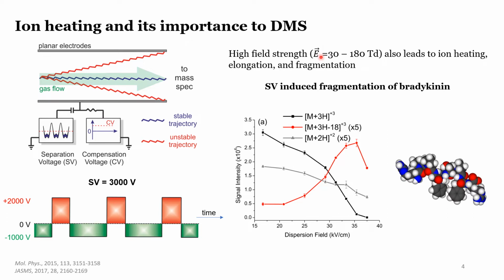multiple chemical systems. In a select example, the Glish group looked at the internal energy deposited into peptides as a result of ion activation induced by the separation fields. In the case of bradykinin, the effects of ion heating increase with increasing field strength, resulting in the fragmentation of the +2 and +3 parent species, while a fragment ion grows in intensity.